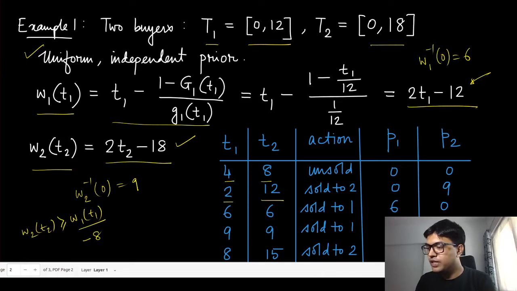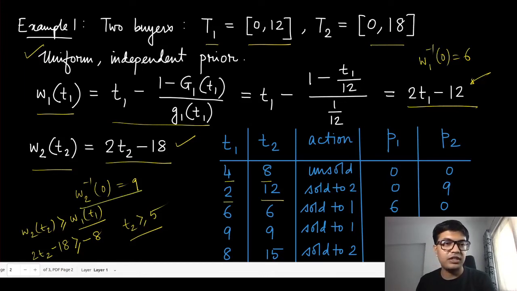So if you want to find this out, this is greater than or equal to minus 8. So you can find that T2 will be greater than or equal to 5 in this case, and from that point onwards, it starts becoming a winner. But because this W inverse of 0 is larger than this value, the payment will be the max of these two quantities, which is 9 in this case.